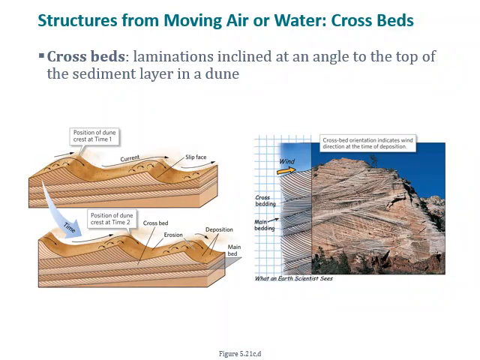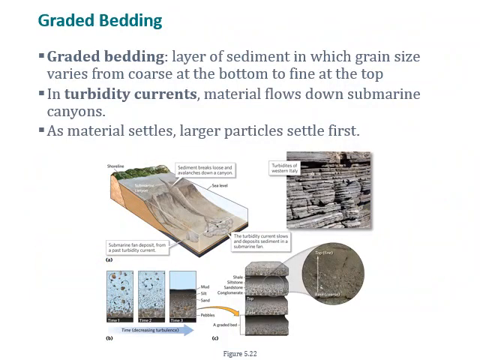Graded bedding is the phenomenon where a layer of sediment has grain size variation from coarse at the bottom to fine at the top in succession. Graded bedding occurs in turbidity currents as material flows down submarine canyons. You can imagine the coarse, dense, heavy material falling to the bottom of the canyon first, whereas the very light clay-like material stays suspended in the water column and takes a long time to fall down, settling last.